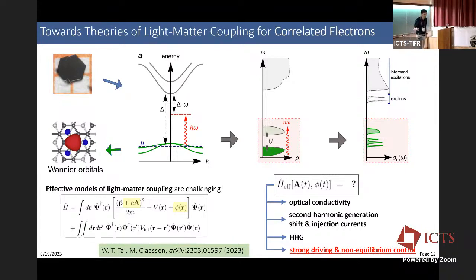So while the bare theory of minimal substitution in the theory of everything in a solid is, of course, very well understood, trying to come up with an effective theory of coupling light only to a small manifold of states in a correlated electron system is very challenging. On the other hand, if you solve this challenge, you now have a straightforward interpretation of low frequency optical conductivity, second harmonic generation, or even, for the purposes of our talk, strong driving and non-equilibrium control.